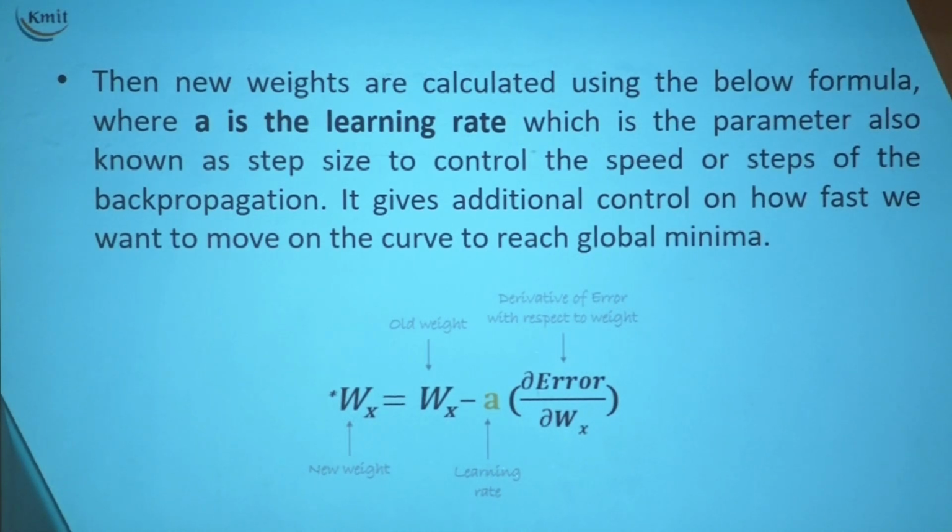What do you write? W is equal to W minus A, right? The first W is the new weight. The second W is nothing but the old weight. Okay. So W is equal to Wx into A.